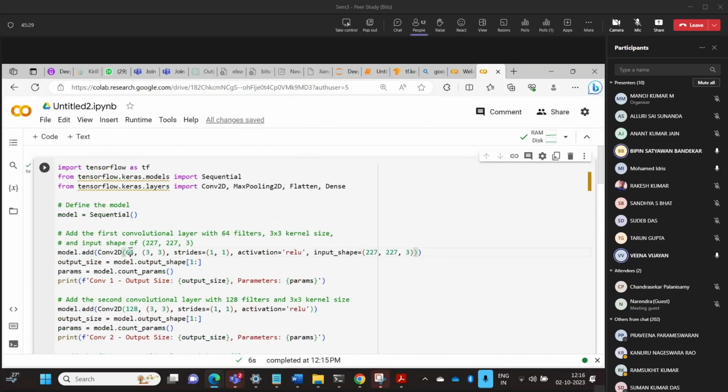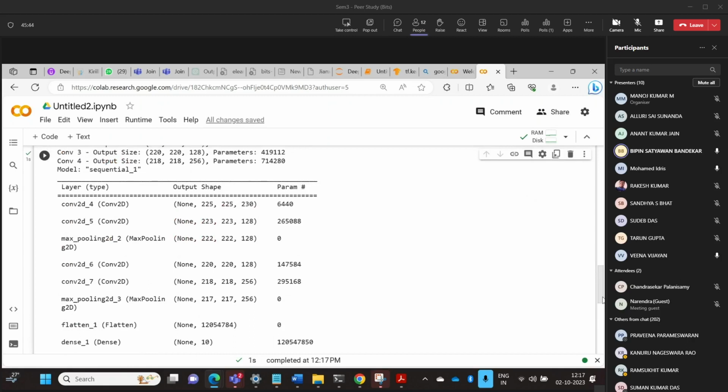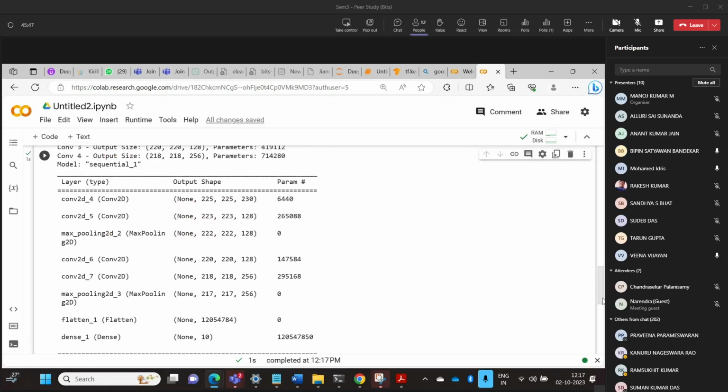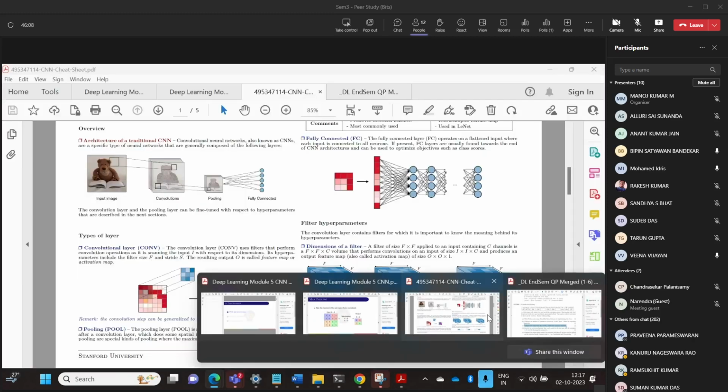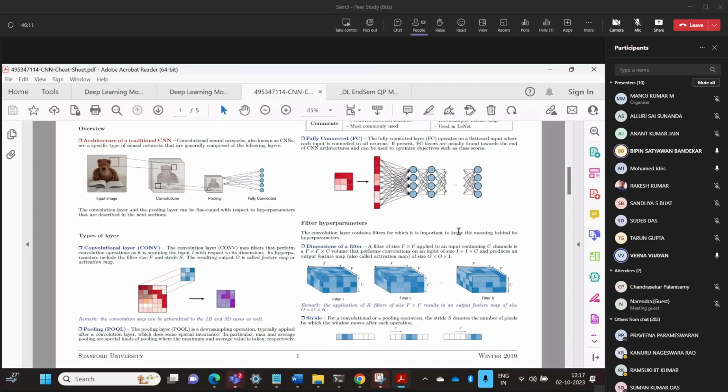Someone was asking, can we add it now? You can always do that. It's taking that value higher, just that the parameters increase in the first one. Any questions till now?